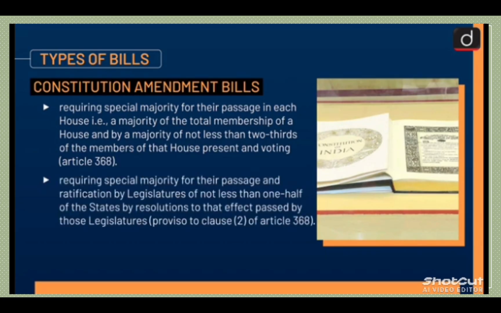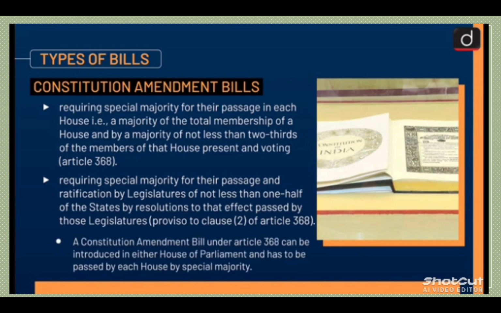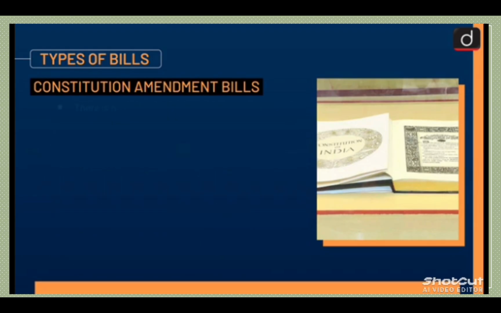Requiring special majority for their passage and ratification by legislatures of not less than 1/2 of the states by resolutions to that effect passed by those legislatures, proviso to Clause 2 of Article 368. A Constitution Amendment Bill under Article 368 can be introduced in either House of Parliament and has to be passed by each House by special majority. There is no provision of joint sittings on a money bill or a Constitution amending bill.